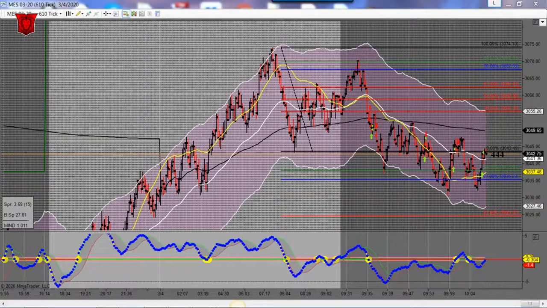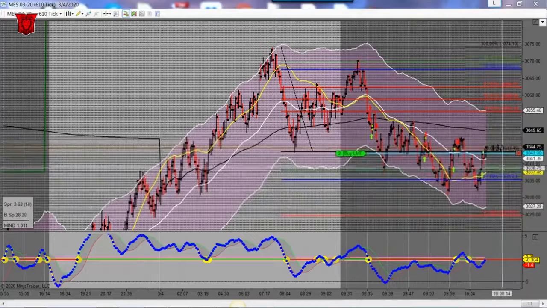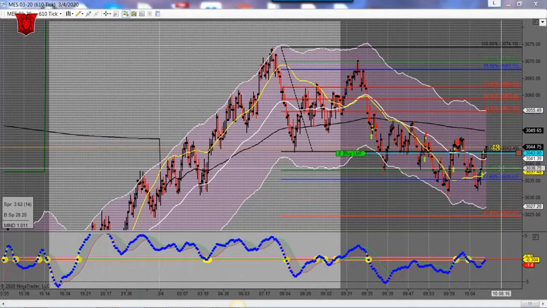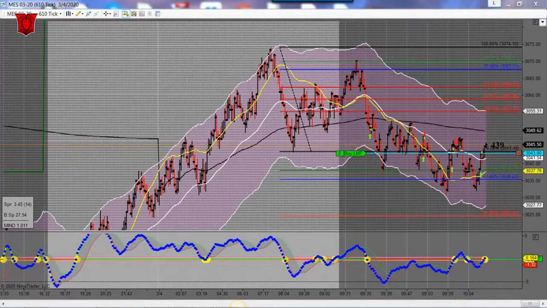14 cents in that trade you just saw. I don't know, this might be going up. We have a double bottom here. Let me get this back on mute.